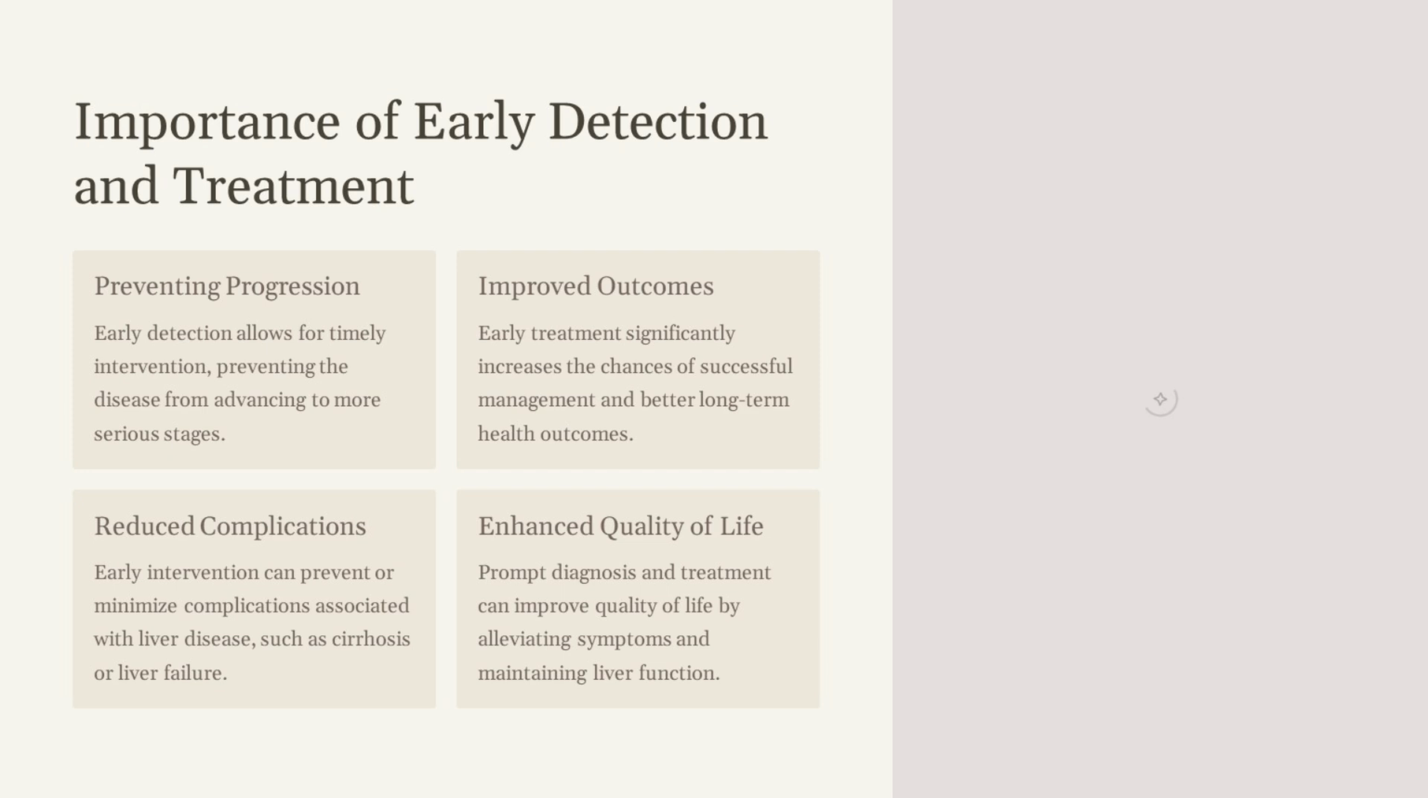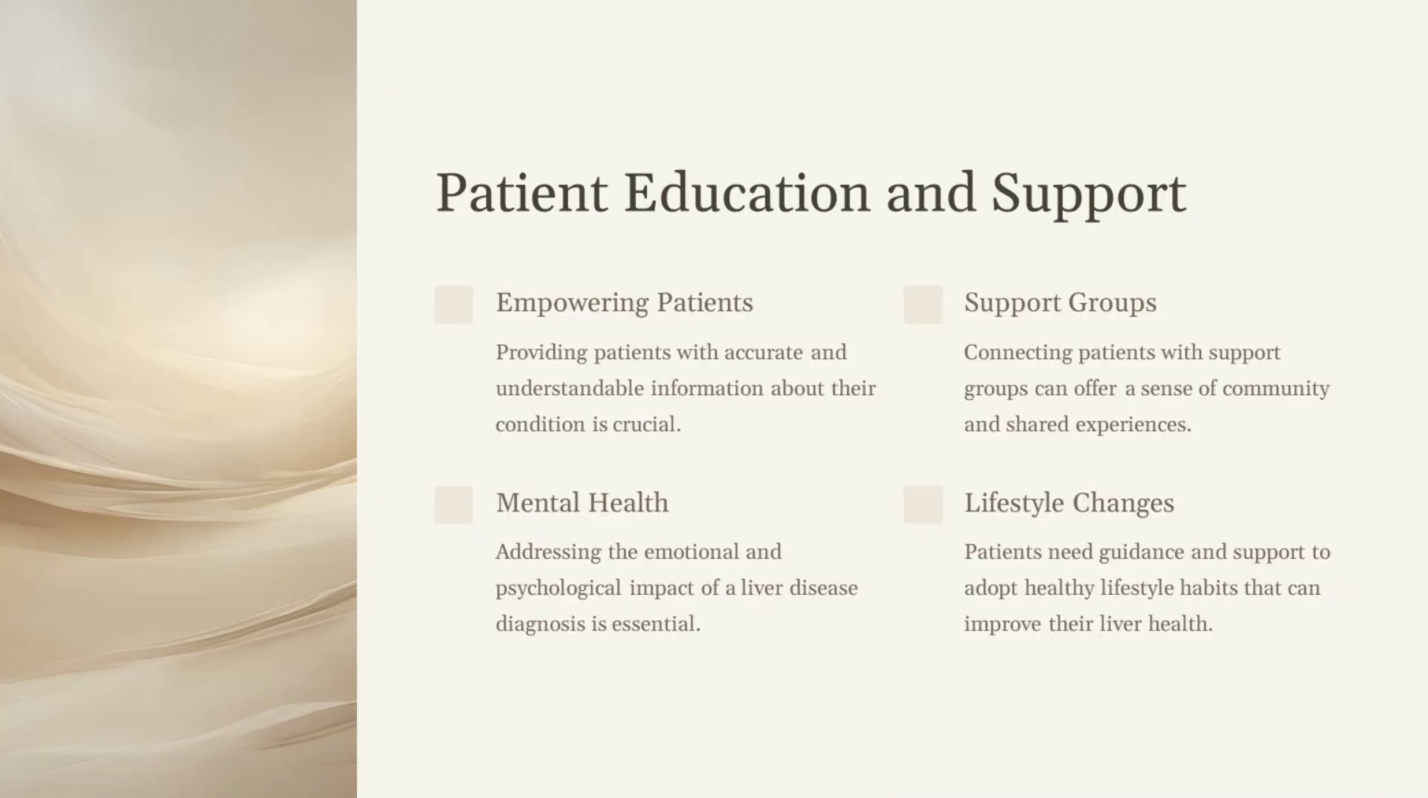The combination of early detection and appropriate treatment is key to achieving the best possible health outcomes for individuals with liver disease. Patients need accurate, easy-to-understand information about their liver condition to feel empowered and take an active role in their care. Support groups can provide a sense of community and shared experiences, which is invaluable for patients dealing with a liver disease diagnosis. The emotional and psychological impact of a liver disease diagnosis is significant, so addressing mental health needs is crucial. Adopting healthy lifestyle habits, like diet and exercise, can greatly improve liver health, so patients require guidance and support to make these changes.